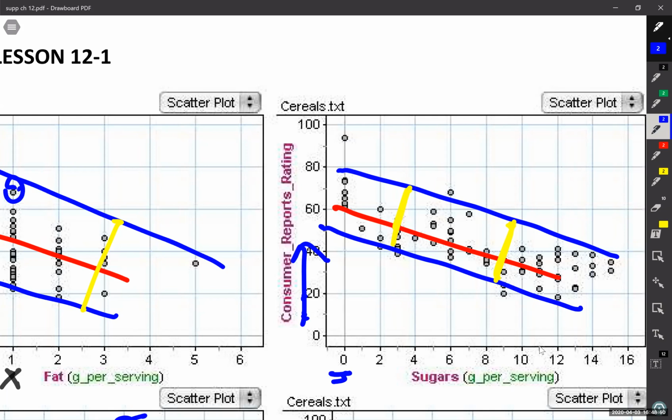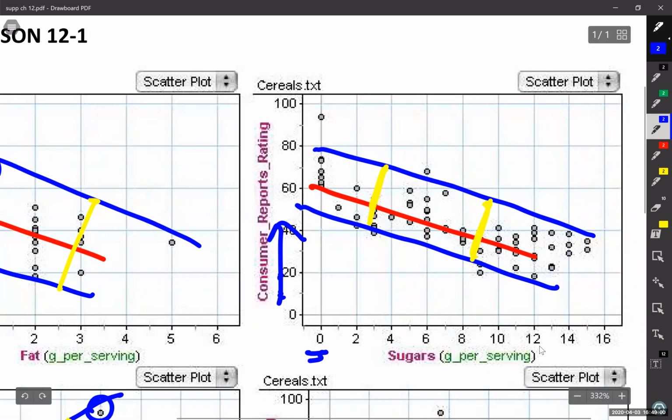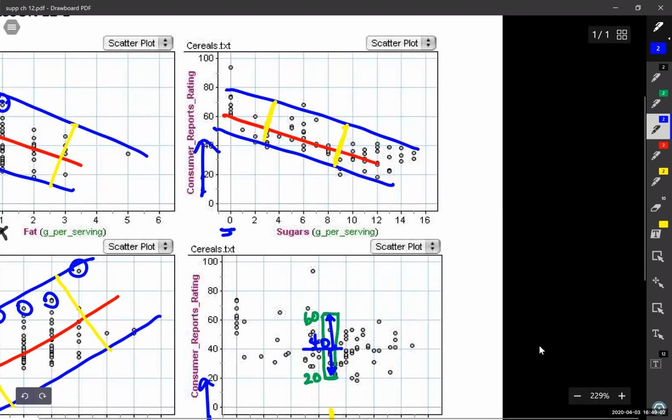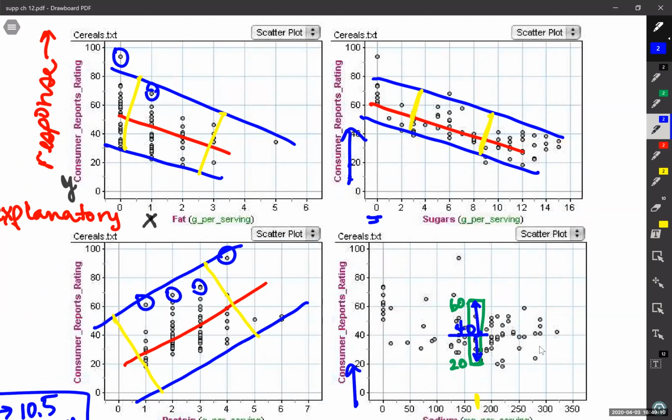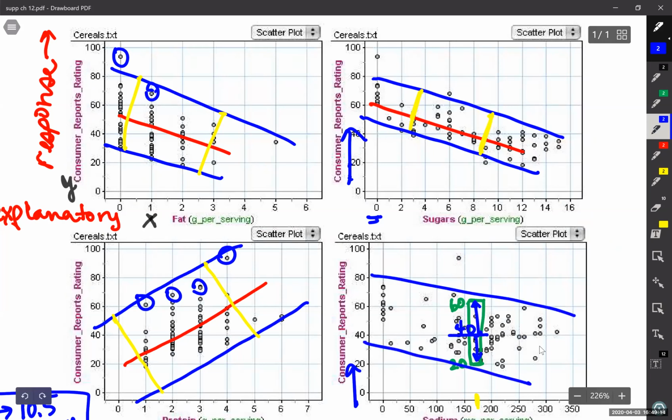Oh, and this is wonderful because number 3 says, does sugar or sodium give more accurate predictions? So these two we were just talking about. This top one is going to be more accurate because everything is closer together. If I follow that same pattern I had earlier, these dots are farther apart on the sodium graph. If I want to connect them, that's a much bigger distance apart than the sugar graph.